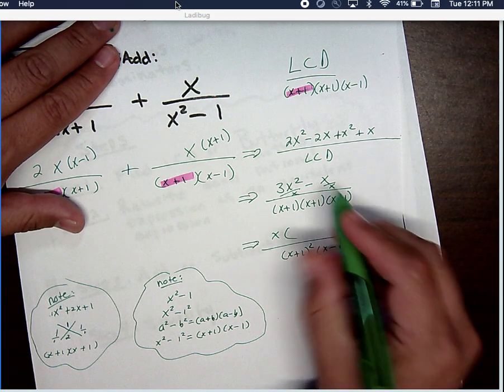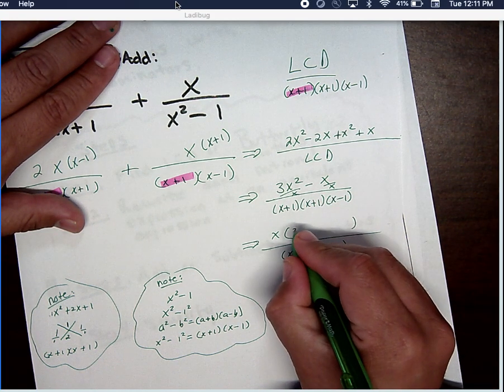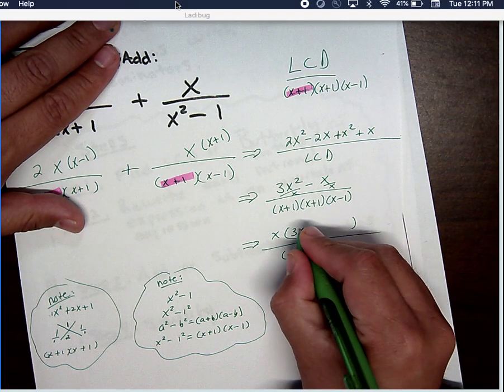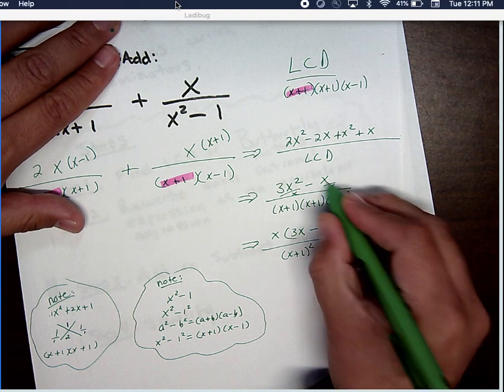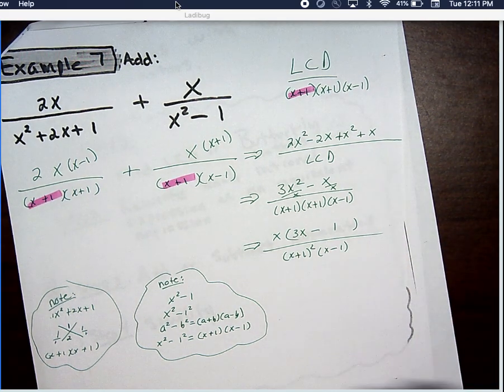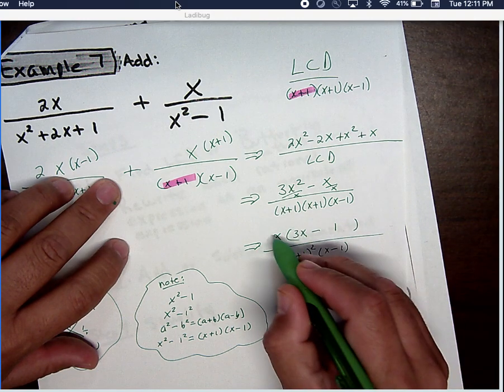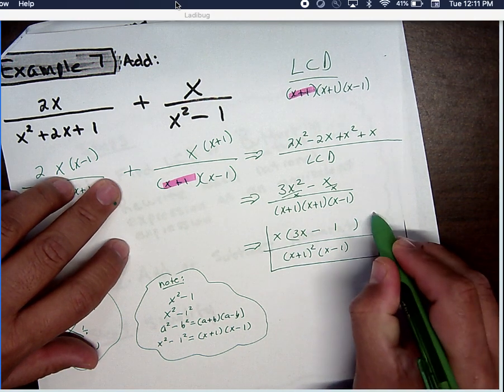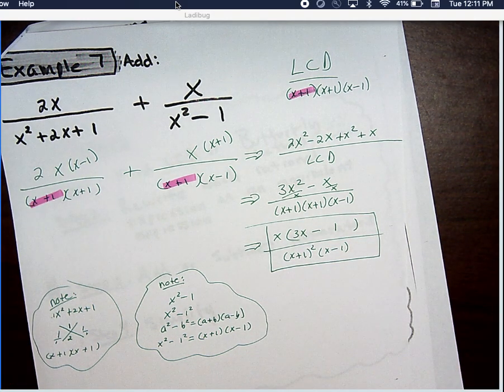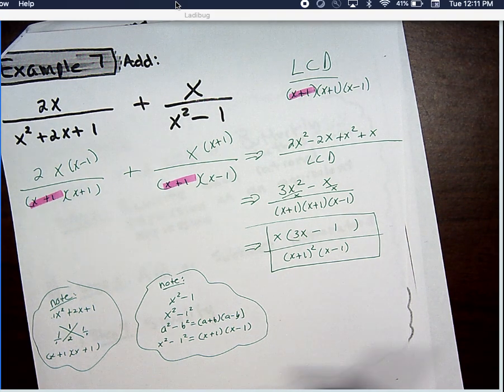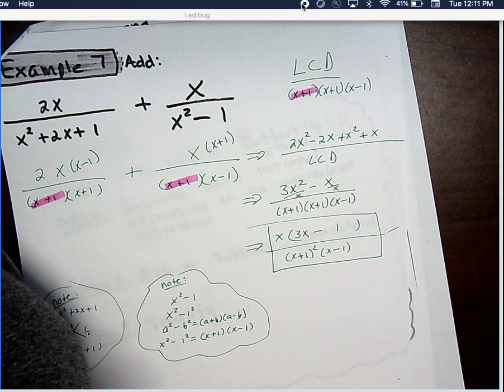So let's simplify the top. 3 over nothing, so 3, and then x squared over x, it's just 1x, minus x over x is 1. So we can't really cancel anything, so that would be your answer for that one. And that's it. Thank you. That's using the LCD.